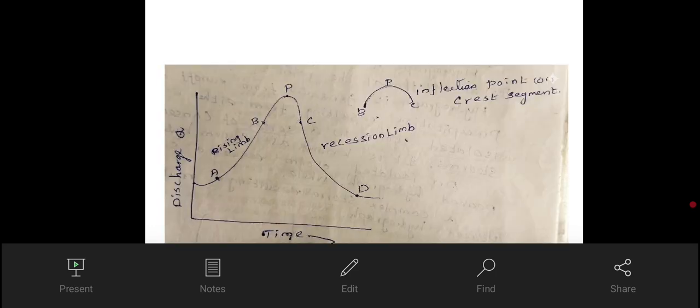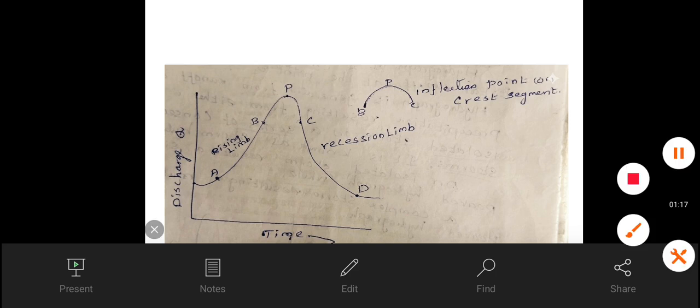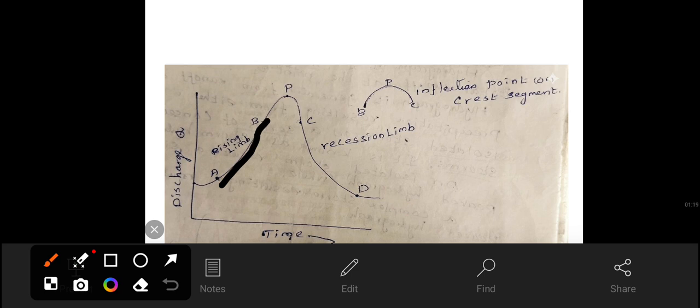There are three essential components in a single-peaked hydrograph resulting from an isolated storm. That is the rising limb, the peak or crest element, and the recession limb. First, the rising limb. Rising limb is AB. It starts at point A, the beginning of rise, and ends at point B, the point of inflection.